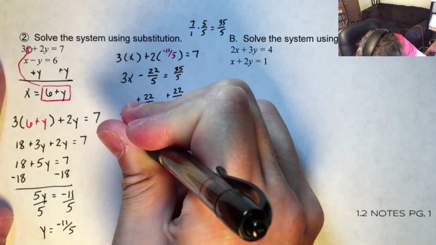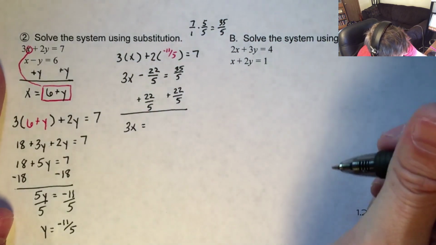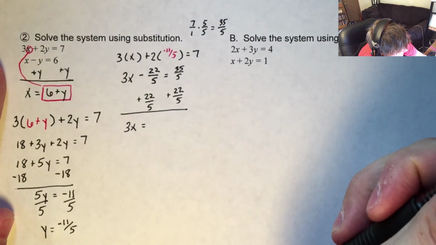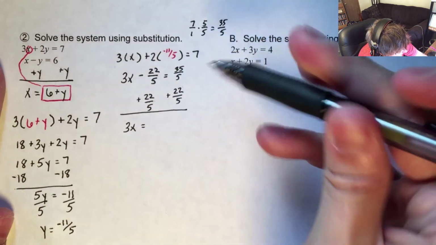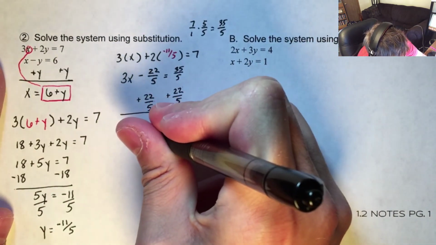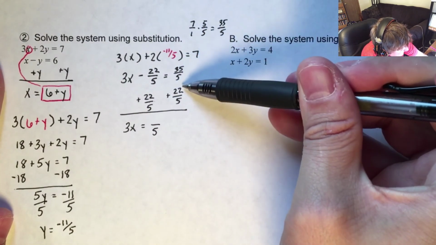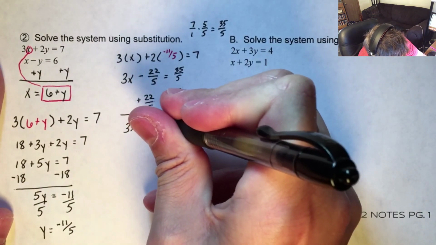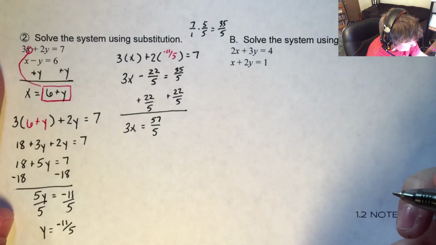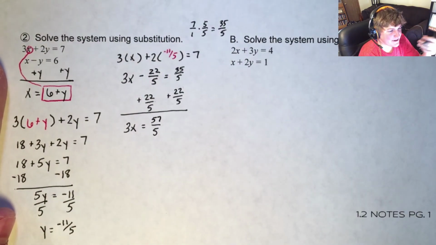So now I get 3x is equal to 22 and 35. When I add here, we know we're just going to have something over 5. But 35 and 22, so 5 and 2 is 7, 3 and 2 is 5, so 57 fifths. Okay, so now let's talk about 3x. Normally, we would say, how do I get the x by itself? Here I would just divide. I would divide by 3.